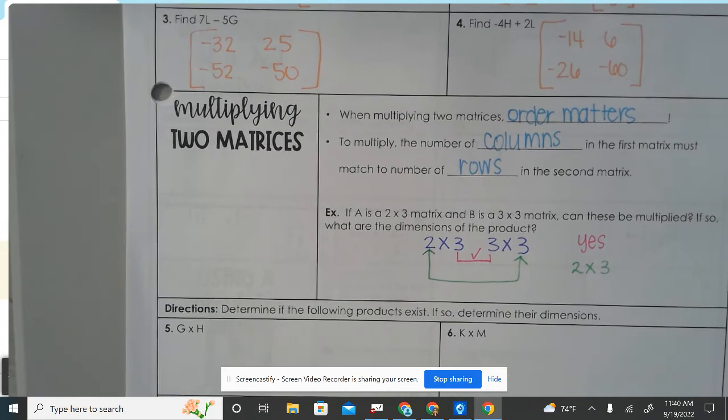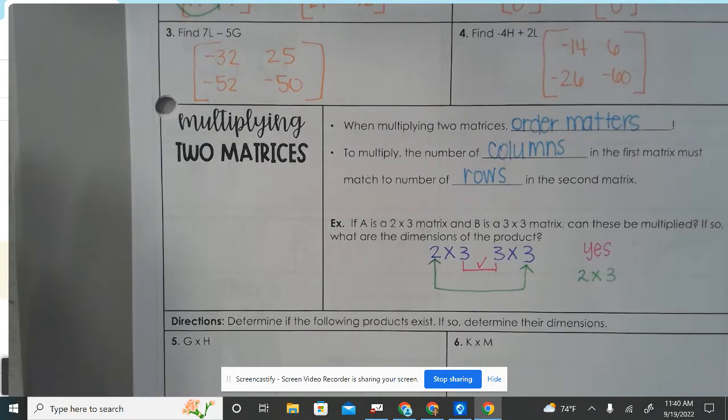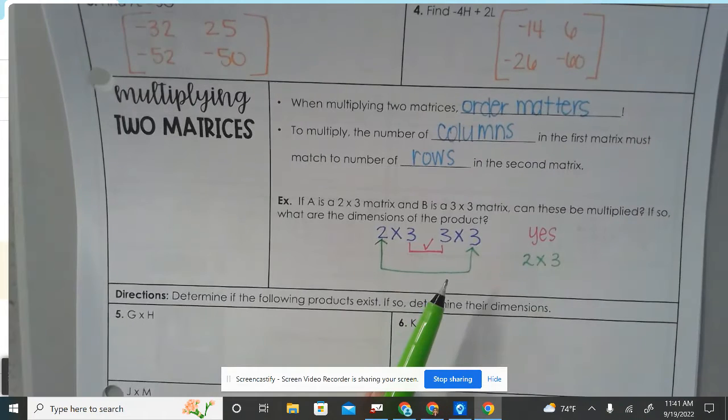If the middle numbers don't match, then you don't even need to look at the outside numbers because it doesn't work anyway. So let's look at some examples.